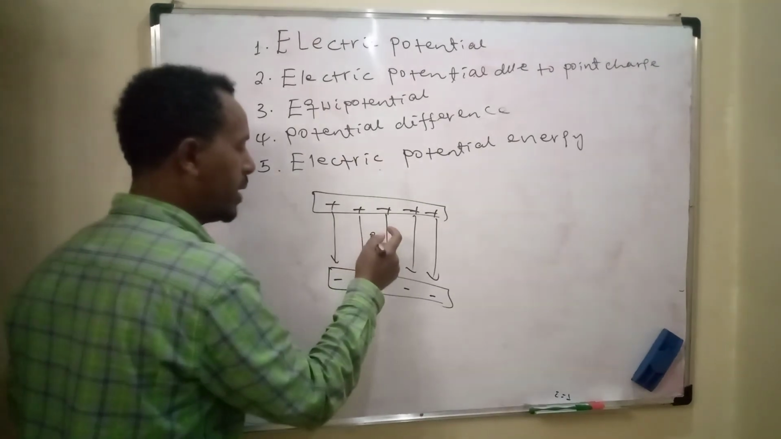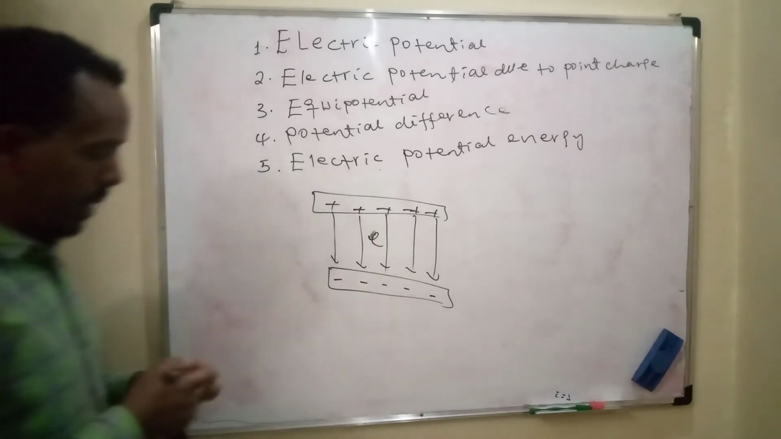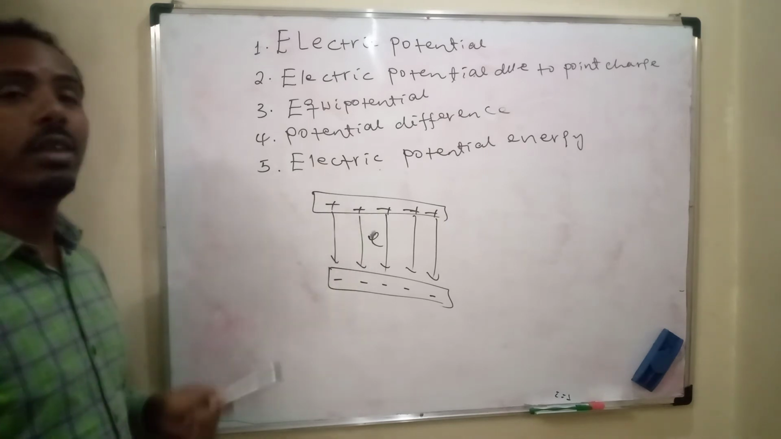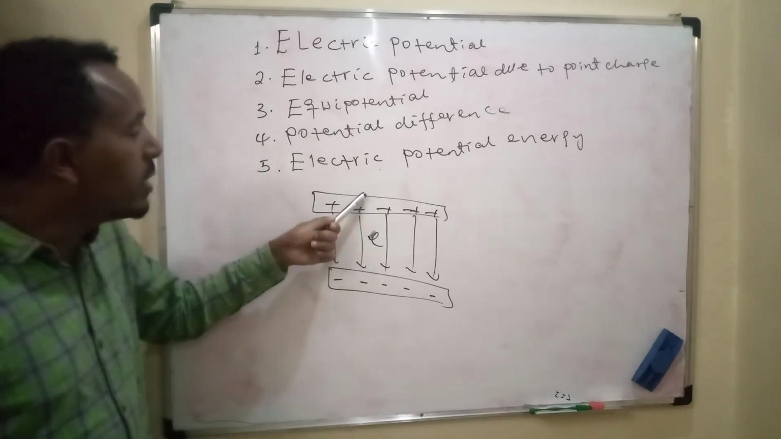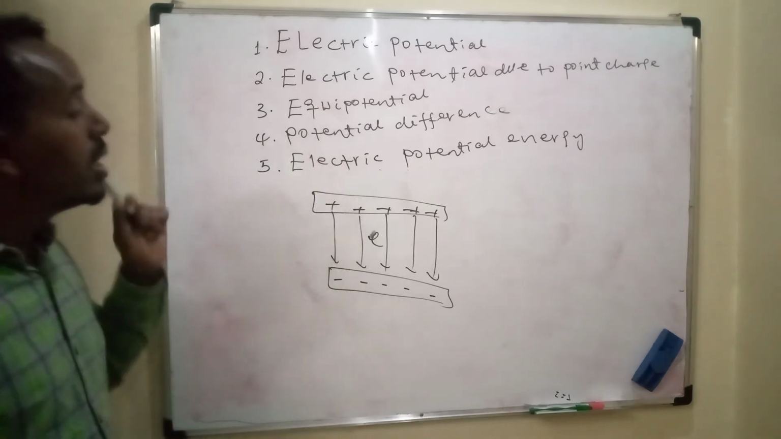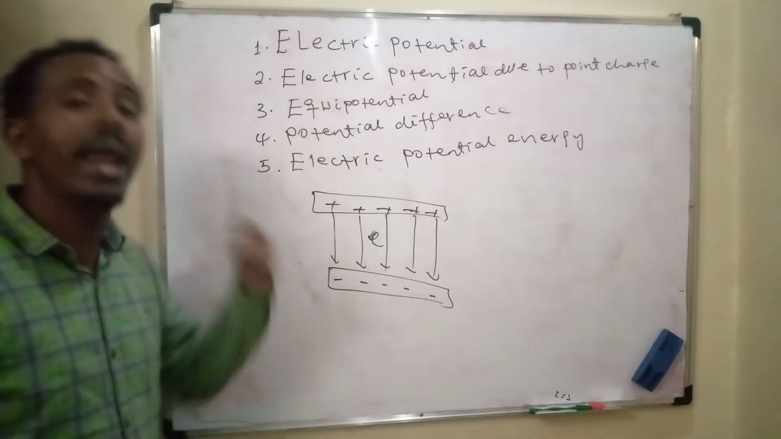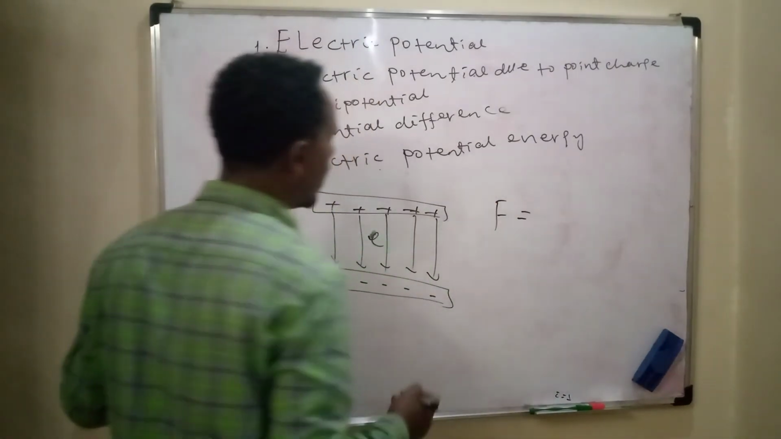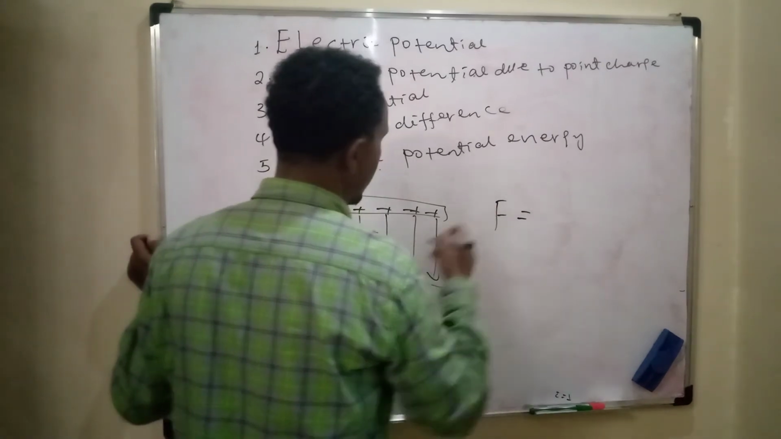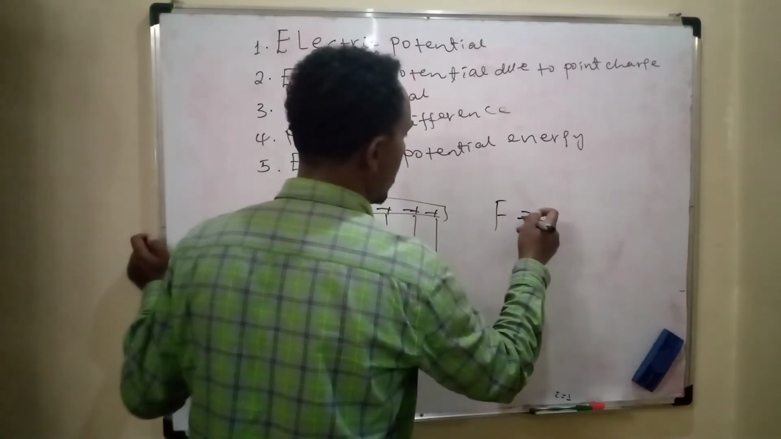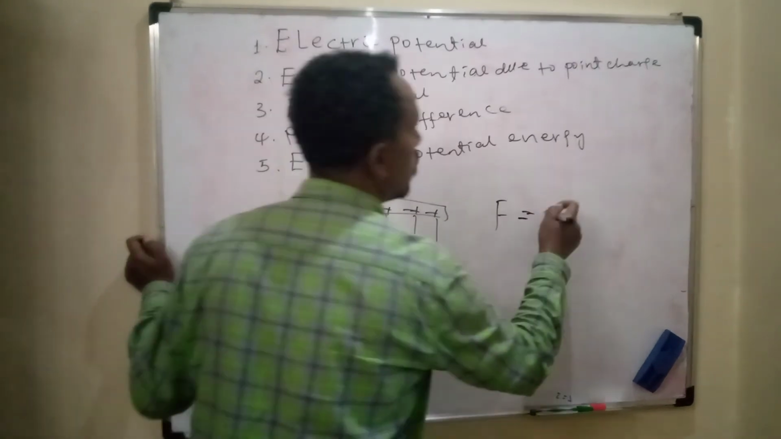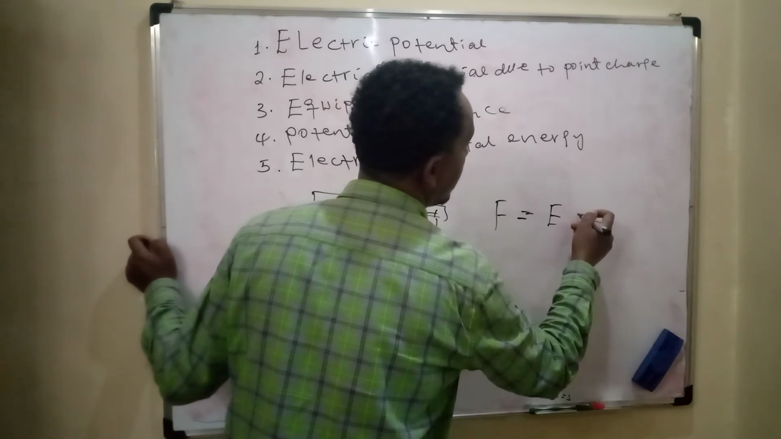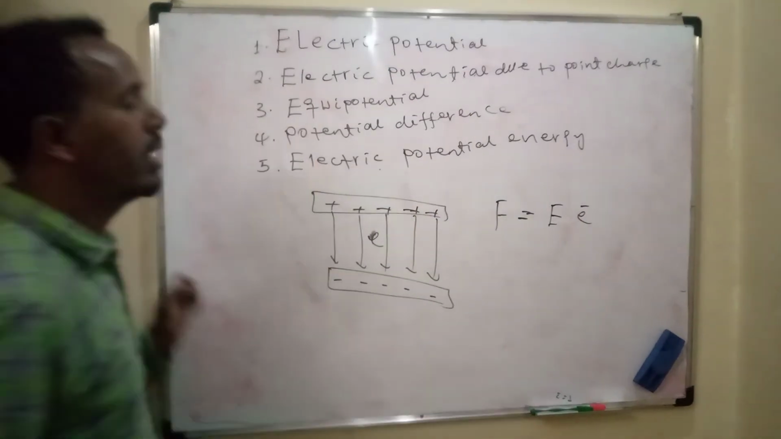Now, if a charged particle, let's say an electron, is placed in between the two plates, the electron is accelerated towards the negatively charged plate, in the opposite direction to the field. It is moving upward. Now, there is a force on the electron. So, the force on the electron, which is the electrostatic force, is equal to the electric field strength times the charge carried by the electron.